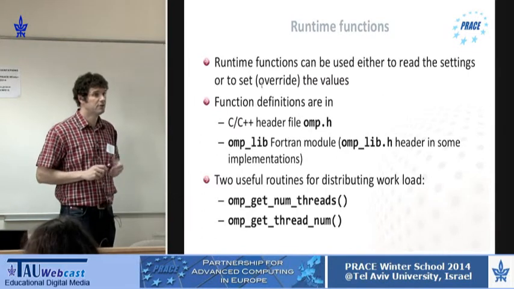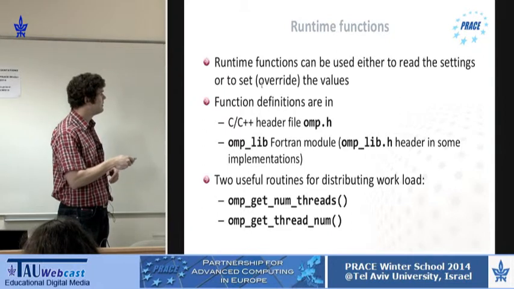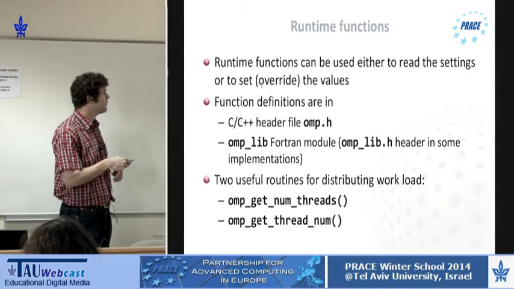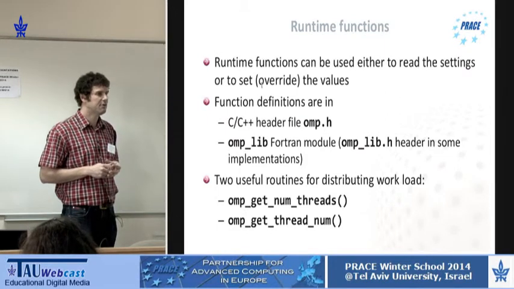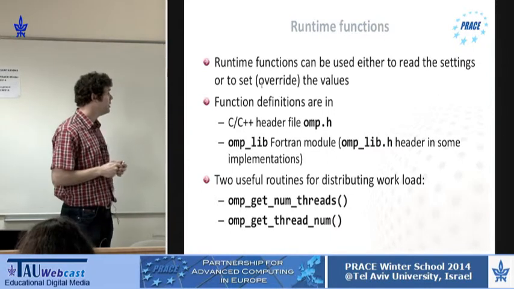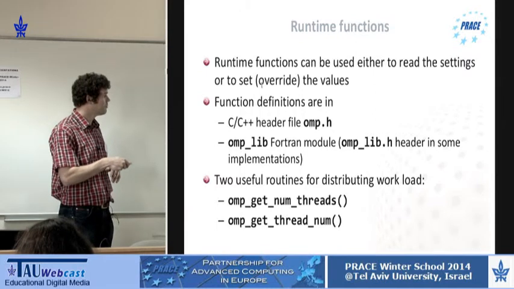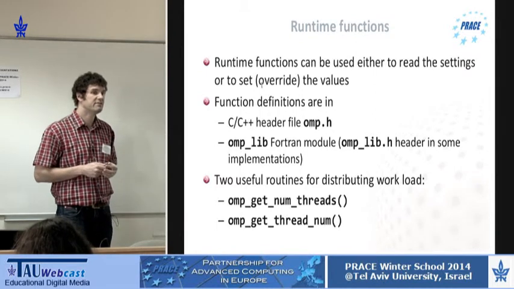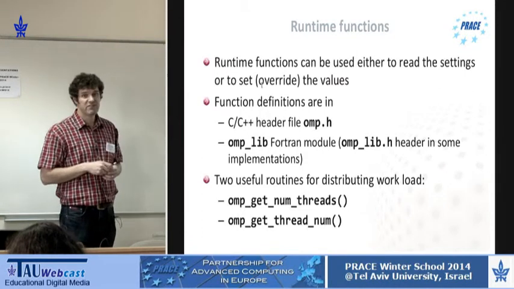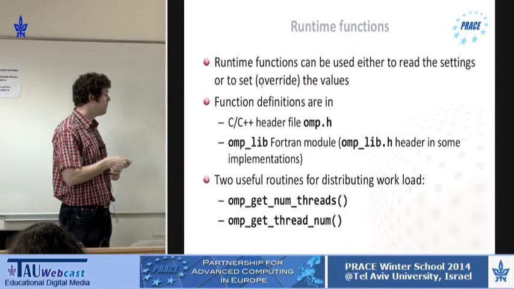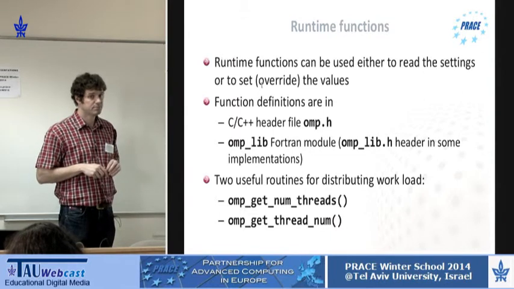The runtime functions, the OpenMP API, consist of, in C, the header file omp.h, and in Fortran, a module, omp_lib. There are probably around a dozen different functions there, but the two most useful ones, in my opinion, are omp_get_num_threads, which, as the name implies, gives the number of threads within the parallel region. If you call this outside a parallel region, it will always return 1. But when you call it inside the parallel region, it returns how many threads are running at this point.